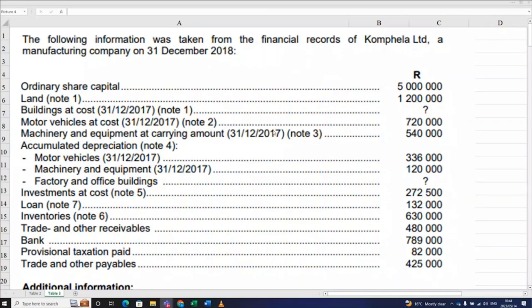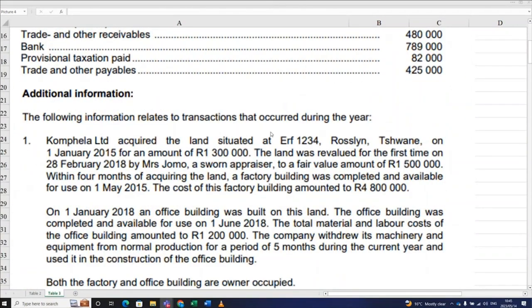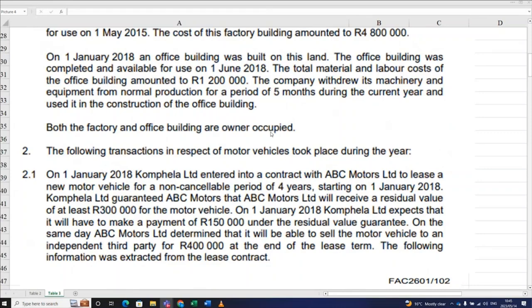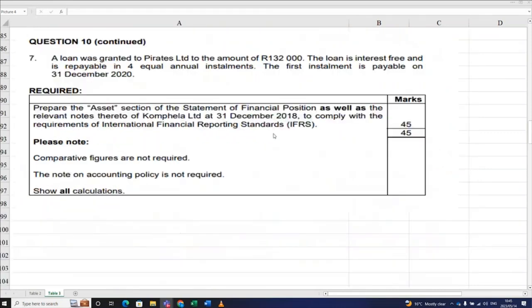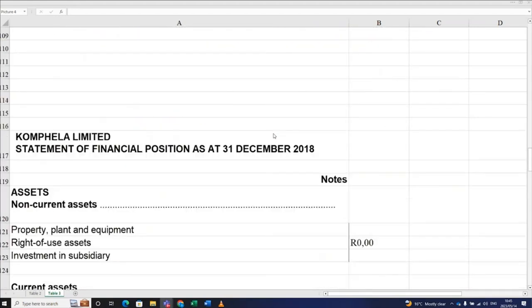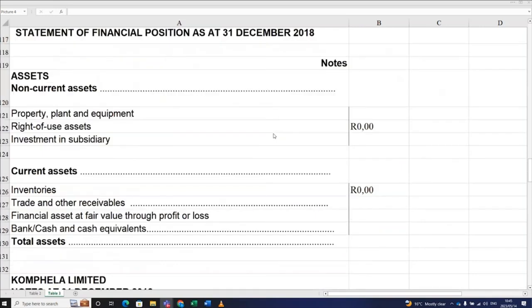So we'll be doing Komphela Limited. All right. So, as good exam technique, we know to always start with required. Okay. So it's asking us to prepare the asset section of the statement of financial position, as well as the relevant notes thereto of Komphela Limited at 31 December 2018 to comply with the requirements of IFRS, International Financial Reporting Standard.